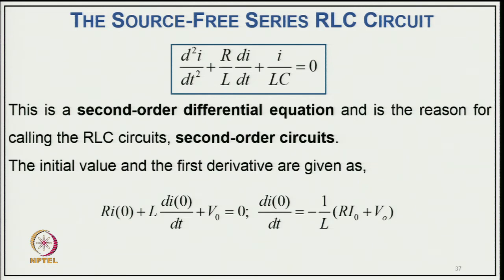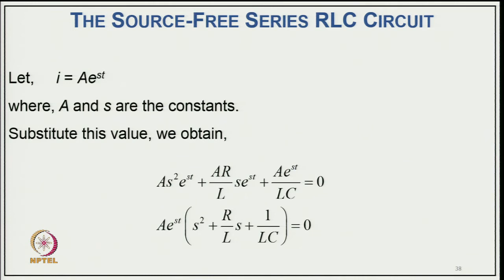So, these correspond to the initial value and first derivative of the initial values. Now, for the solution, let the current be i equal to A e^(st), where A and s are constants. Substituting this value for i, we obtain A s² e^(st) plus A (R/L) s e^(st) plus A e^(st)/(LC) equal to 0. Then we can take A e^(st) out. So, the equation becomes s² plus (R/L) s plus 1/(LC) equal to 0.